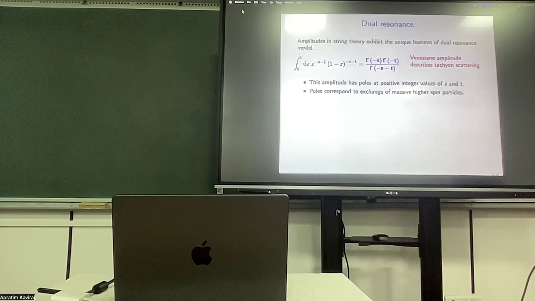The pointer. Can you see the pointer? No, the pointer is not going to work. Okay.